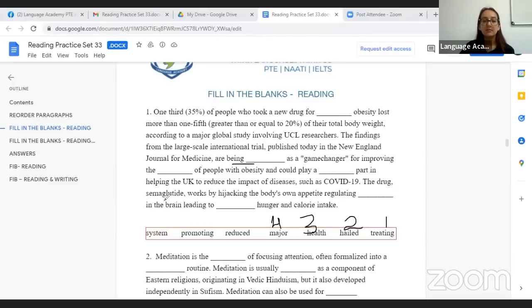The drug semaglutide works by hijacking the body's own appetite regulating system. So what does it hijack basically is the system in the brain leading to dash hunger and calorie intake. So leading to reduced hunger, only then they can lose weight. If it will promote hunger, they will gain weight. So easy enough. Any doubts, anybody? No questions?